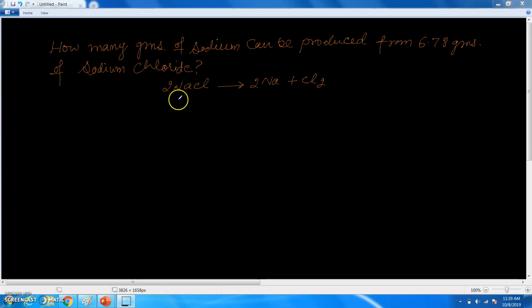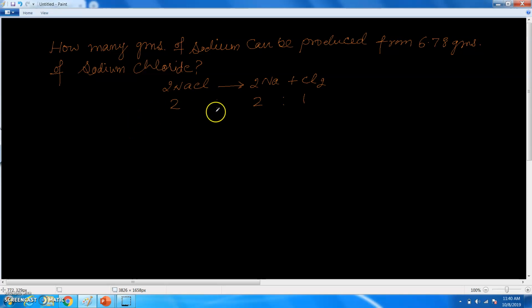First of all, we will write the equation and check if it is balanced or not. The equation is balanced. 2 sodium chloride will produce 2 sodium plus Cl2. From here, we see 2 sodium chloride will produce 2 sodium and 1 chlorine. This is the stoichiometry whole number ratio.